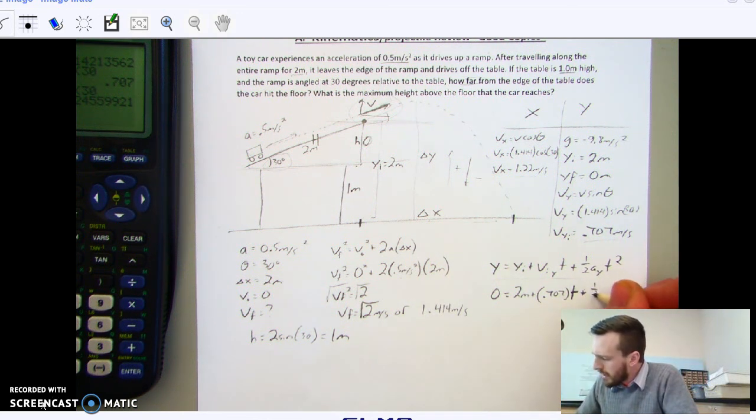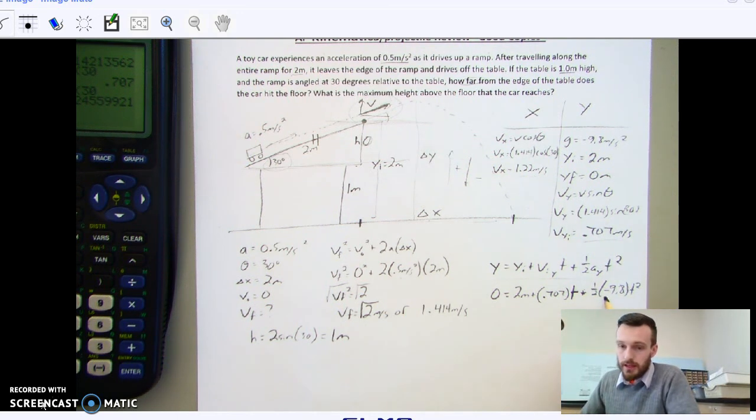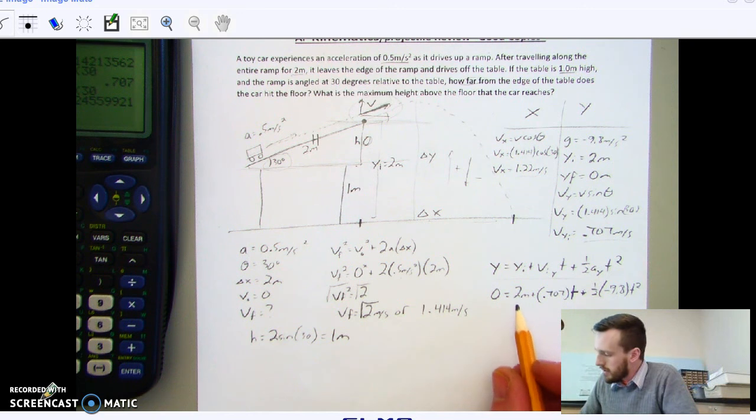1/2. Now this is important. Negative 9.8 t squared. Okay, the acceleration is down, so we have to stick to the coordinate system that we've chosen. All right, well, here's the cool thing you can do.